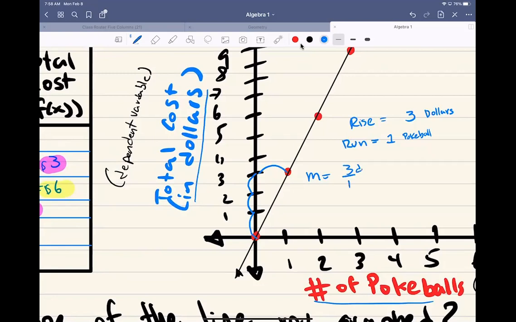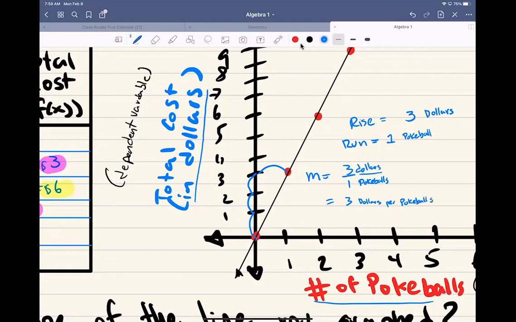So it's $3 over Pokeballs, right? Which is just three. It's $3, right? So per Pokeball. And you can just write that like this. You would write that $3 per Pokeball.